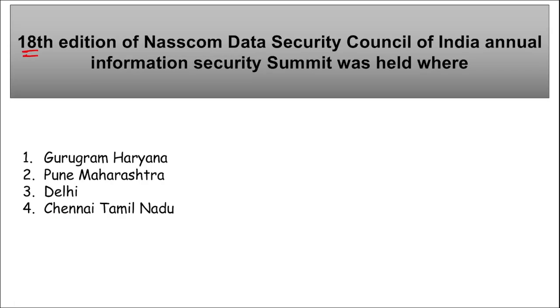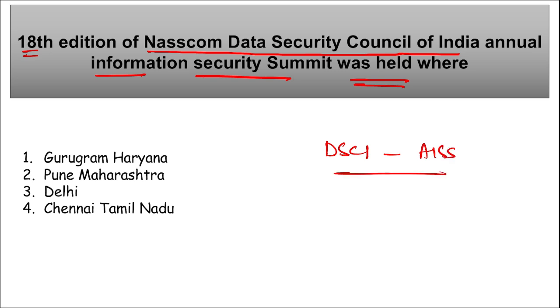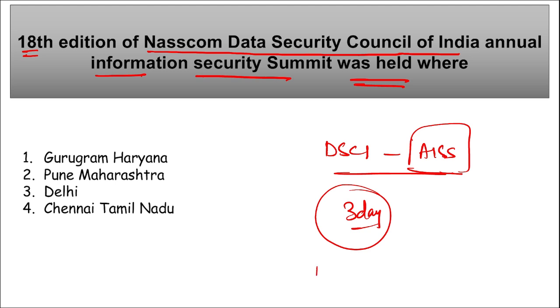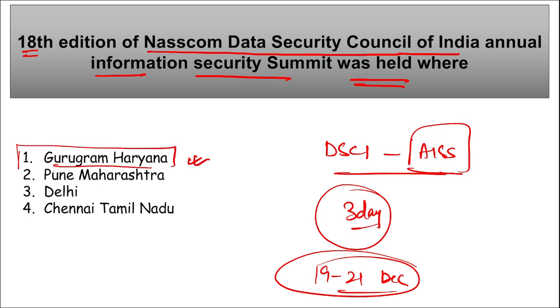Next is 18th edition of NASSCOM Data Security Council of India Annual Information Security Summit was held. So this is your DSCI AISS, that is NASSCOM Data Security Council of India Annual Information Security Summit. This was a 3-day long event. Question asked is this was held when and where? So it was from 19th to 21st of December and it was held at the Leela Ambience Hotel, that is in Gurugram, Haryana. So the right option becomes in Gurugram, Haryana this was held. Right? And during this summit, remember this was the 13th edition, not 18th.